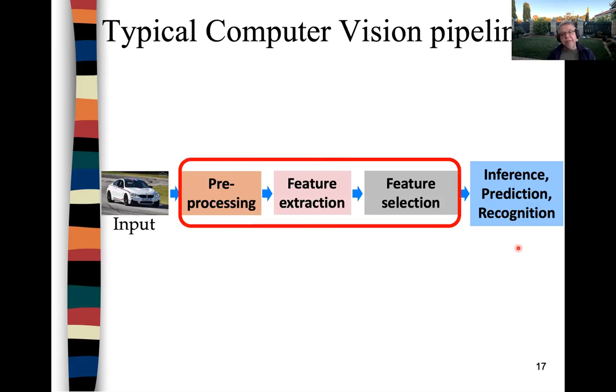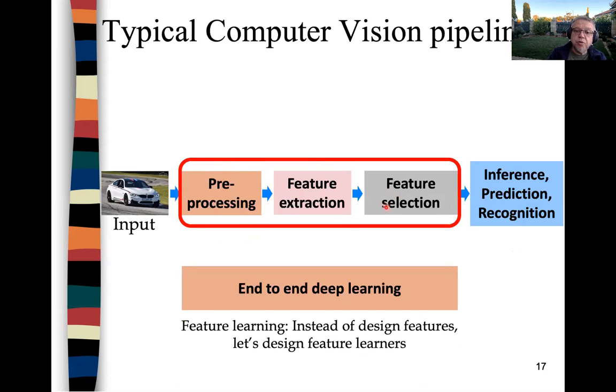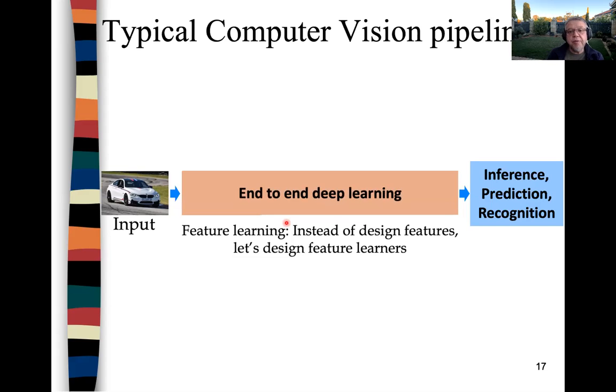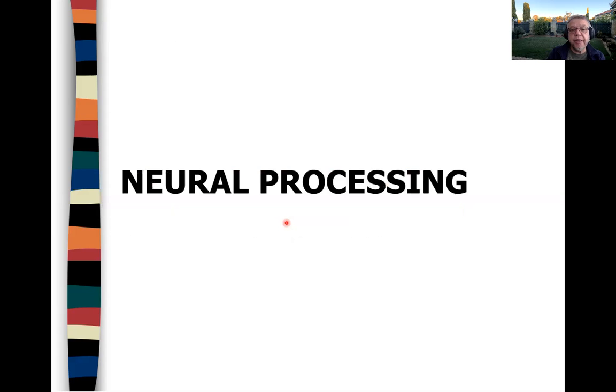So with artificial neural networks, with deep learning, what you'd like to do is to replace this pre-processing, this feature extraction, this feature selection. You want to perform end-to-end deep learning. So you want to learn the features. You want maybe to even allow the system to learn to pre-process the image, and also to learn your features and so on. So you would like to replace all these three blocks with just one block and perform recognition in an end-to-end manner, using an end-to-end deep learning system.